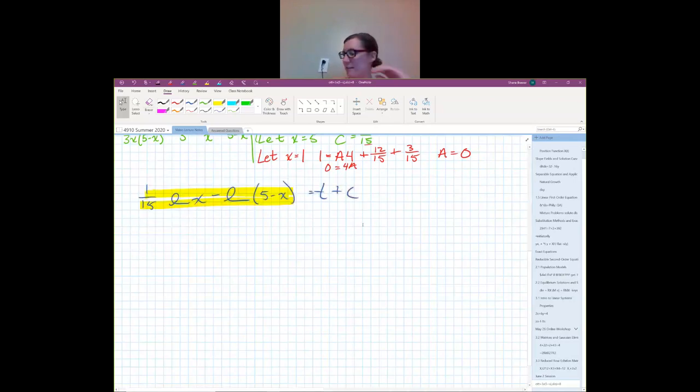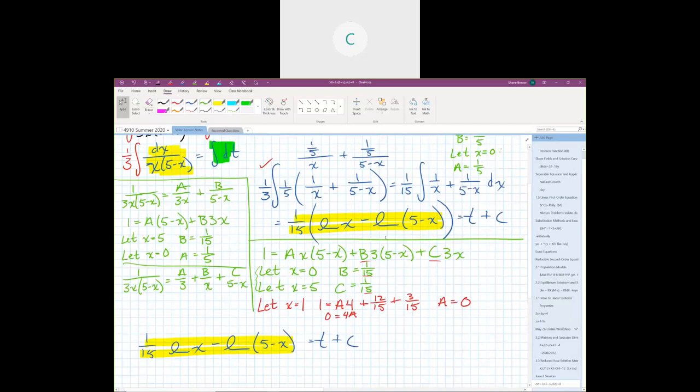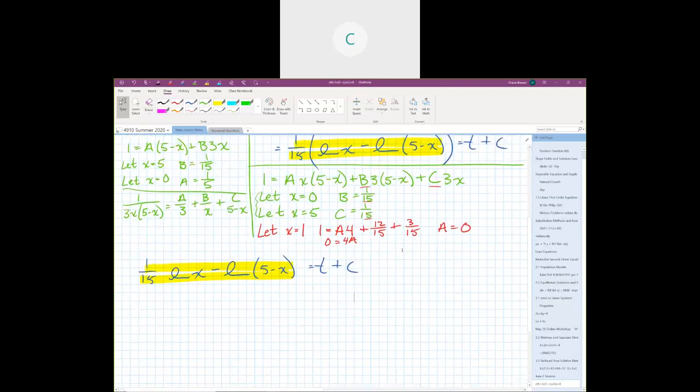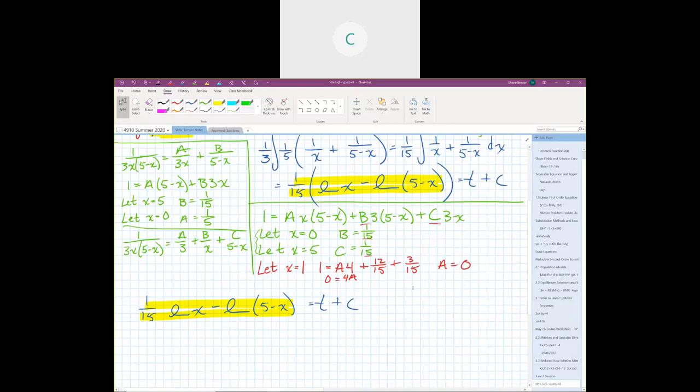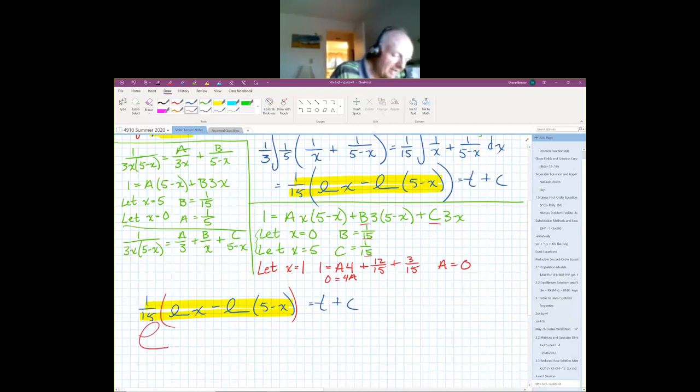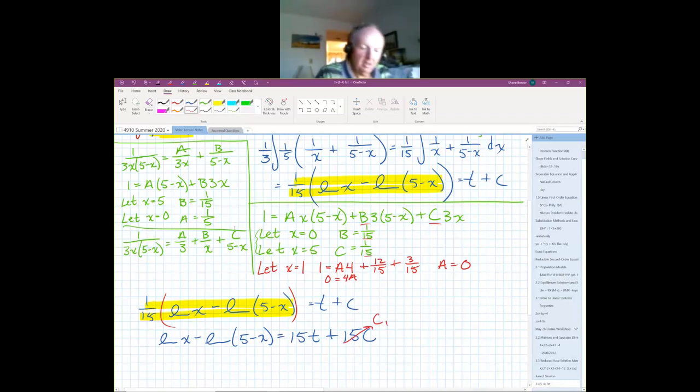Can I ask a quick question about that problem, Dr. Brewer? Sure. Would you at this point multiply both sides by 15 to get rid of that 1/15? Yes, because we know what's going to happen. We're going to have to eventually exponentiate. The less stuff that is on the left, the better. So I like that idea. Let's do it. ln of x minus ln of (5 minus x) equals 15t plus 15c, but let's give it a new name, right?